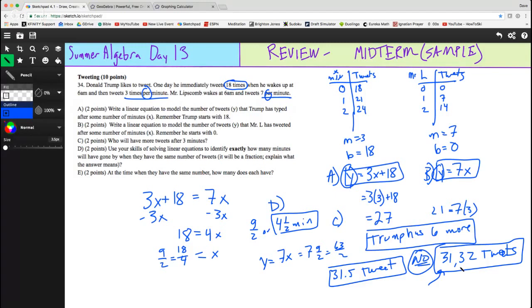Not pretty. Linear equations that are word problems don't always end up pretty, but I will understand what you're saying. Just kind of make it clear. All right, let's move on. We're on the last page.